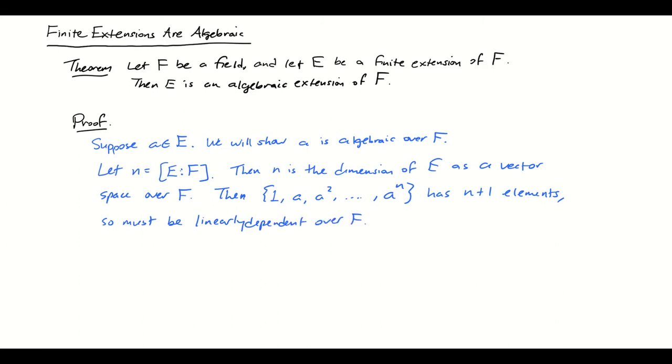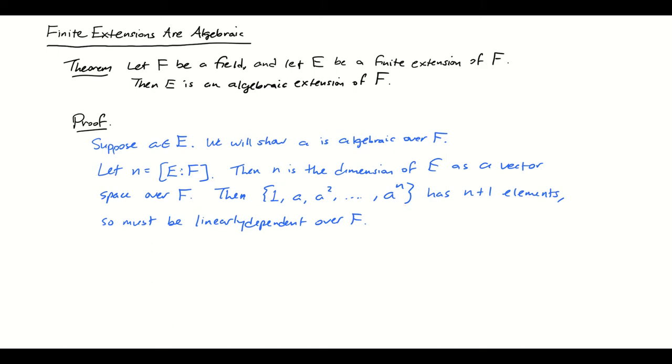over F. Okay, let's think about why that is. Well, if I have a set that has N plus 1 elements, I know that there is a basis for E over F that has N elements, and that set is going to span E over F. One thing that we know is that we have a theorem that you can't have a linearly independent set that is bigger than a spanning set. So if this set has N plus 1 elements, it's going to have to be linearly dependent over F.